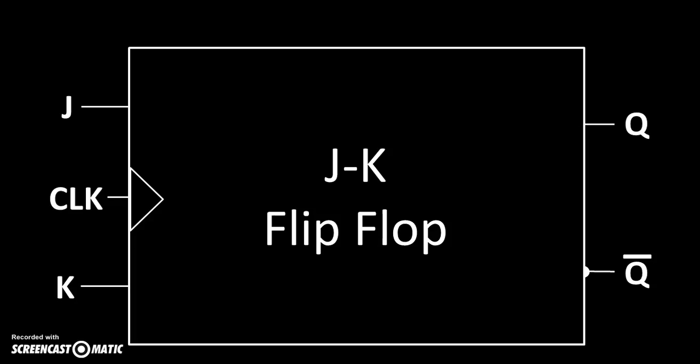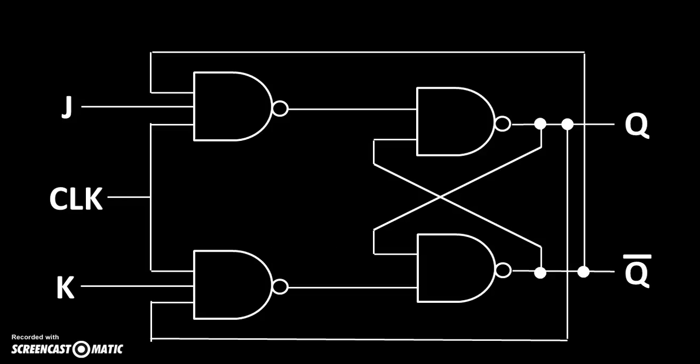The second menu-driven program I want to talk about is based around JK flip-flops. We know what a JK flip-flop is. It takes in inputs J and K and a clock value, and outputs Q and Q bar, the not of Q. And we know we can peel back the cover of the flip-flop, and it's 4 NAND gates, wired up as follows.